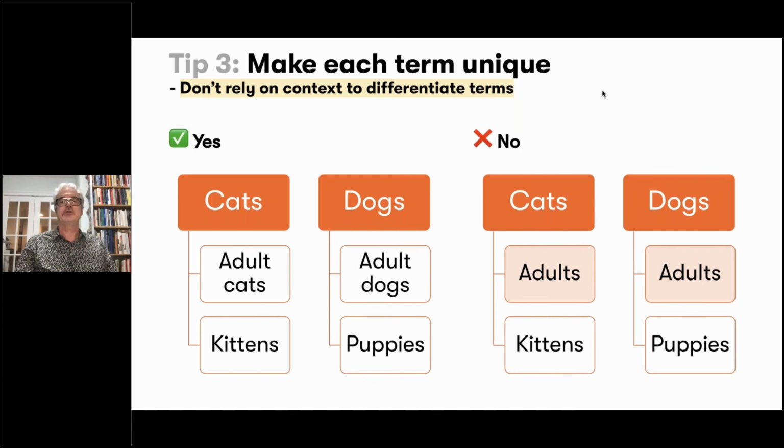Now, here we have two terms that in context look like they're different things, but taken out of context, we have one term that actually refers to two different things, and that's going to cause a lot of confusion. So make sure each of the terms you use is unique.